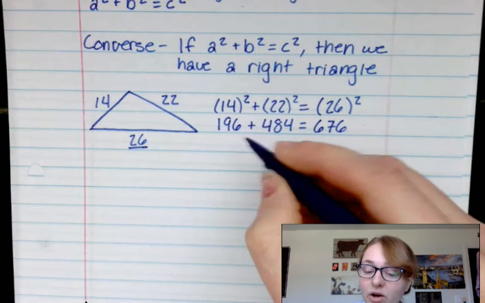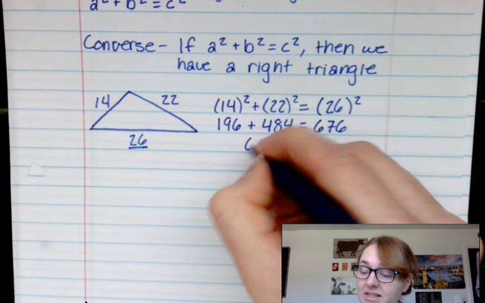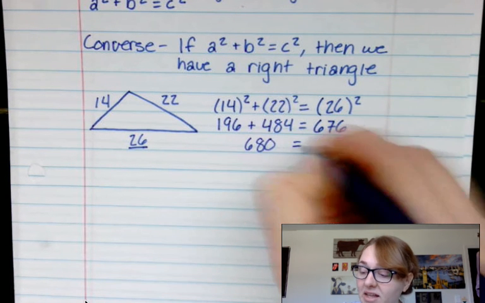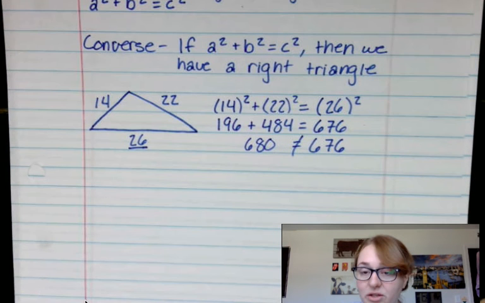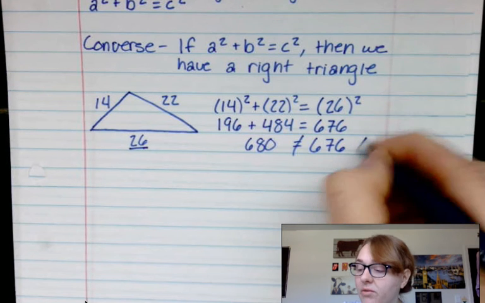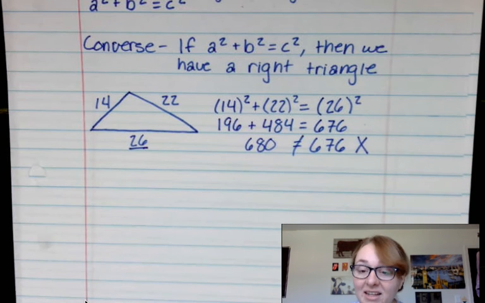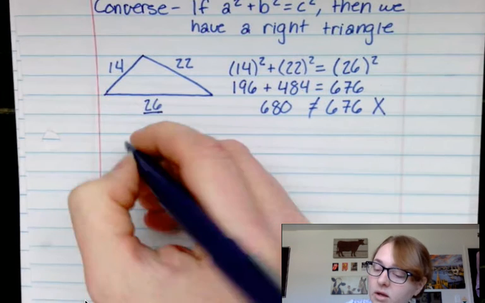Now, when we add together 196 and 484, we get 680. And we can see that 680 is not equal to 676. So this triangle is not a right triangle. I want you guys to go ahead and just draw an X there, so it tells me, no, this is not a right triangle.